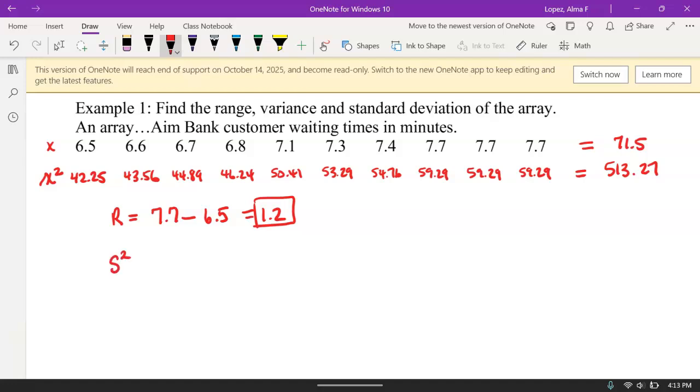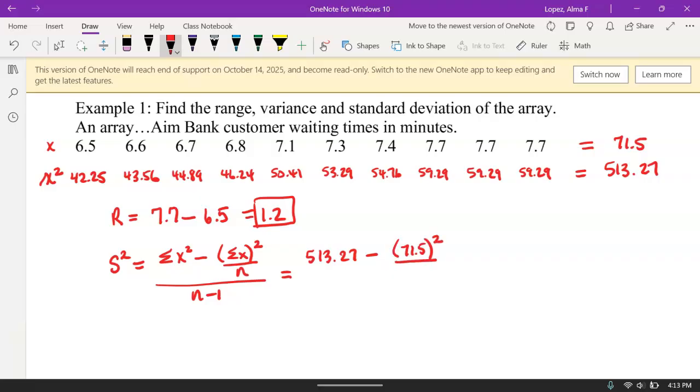Now, let's go ahead and calculate the variance for an array. On the formula sheet, the variance for an array formula is the sum of the x squared column minus the sum of the column entitled x, that number squared, over n, all of that over n minus 1. We'll plug in: the sum of the column entitled x squared is 513.27. The sum of the column entitled x is 71.5. I'm going to square that number and divide by n. N in an array, just to remind you, is the number of data values. Because there are 10 of them, my n is 10. All of that divided by 9.